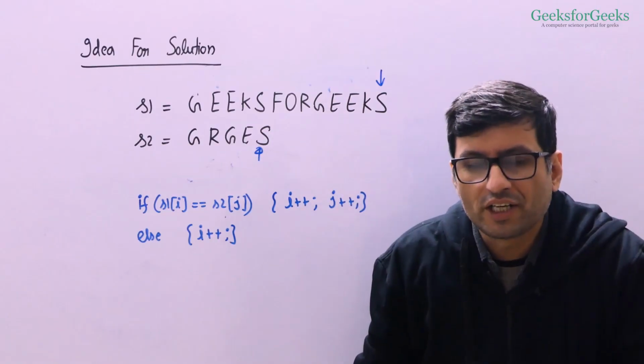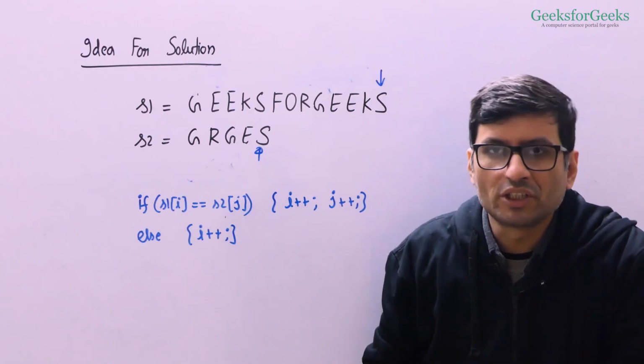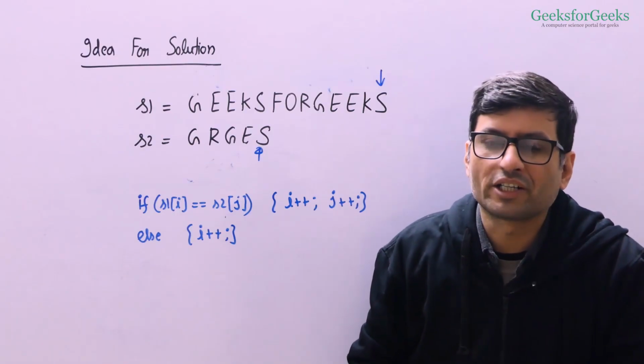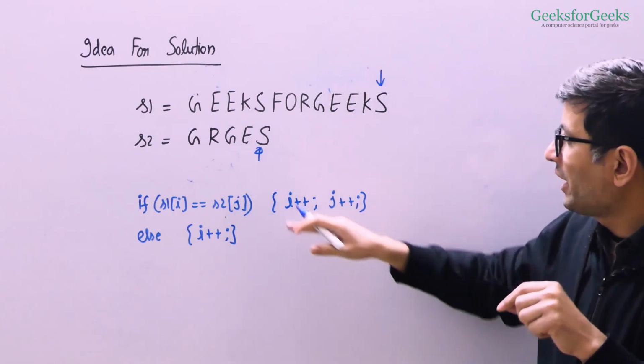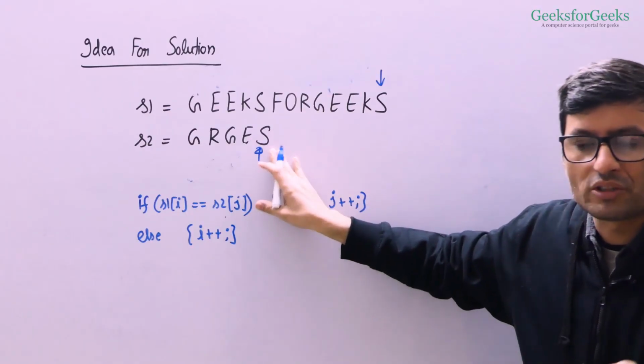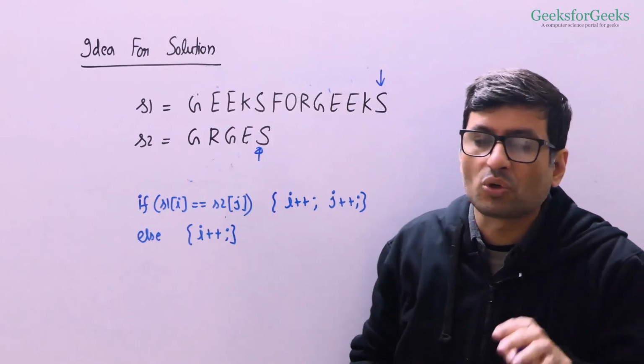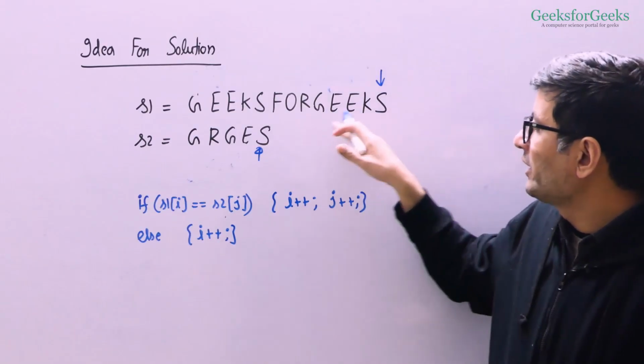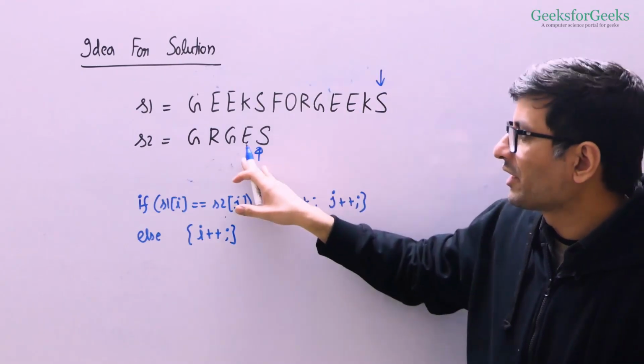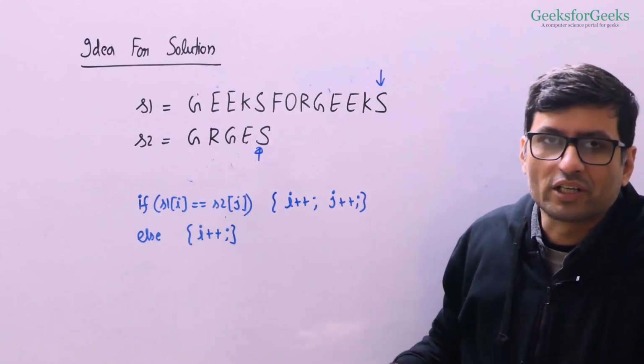And when we reach the end of any of the two strings, we stop running the loop, right? And if you have reached the end of S2 also, that means you have found all the characters in the same order in S1, so you will return true in this case. But if you have only reached the end of S1 without reaching the end of S2, right, then you will return false.